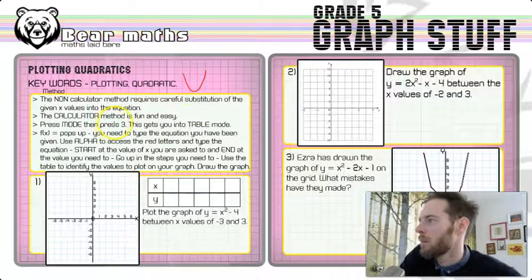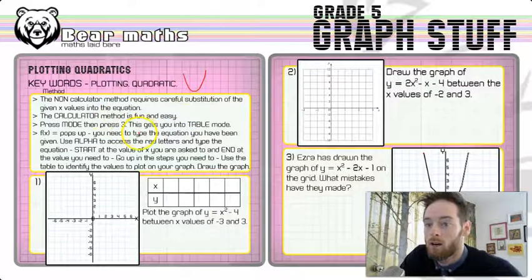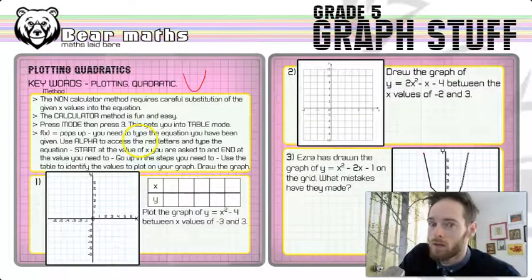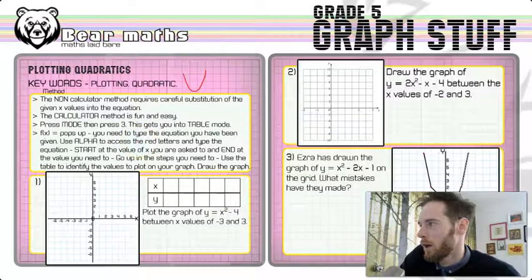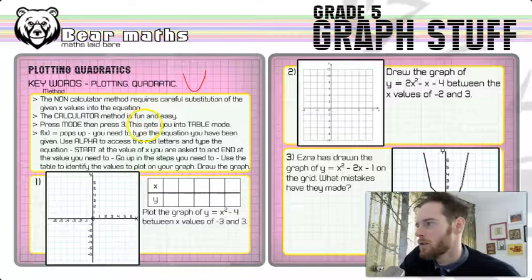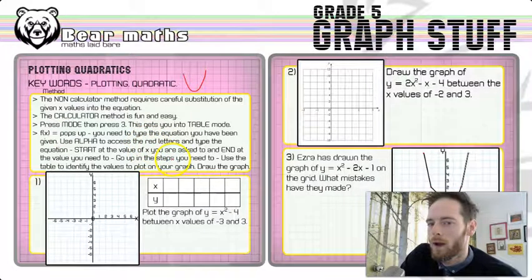Now, the non-calculator method for this particular topic, it's possible you could get it on a non-calculator paper, requires careful substitution of the given x values into the equation. You haven't got any x values, you have to choose the x values off of the x-axis. The calculator method is fun and it's easy. It is, honestly. Students love learning this, and I will teach you how to do it. I've given you the method here, but I'll go through it as and when I need to.